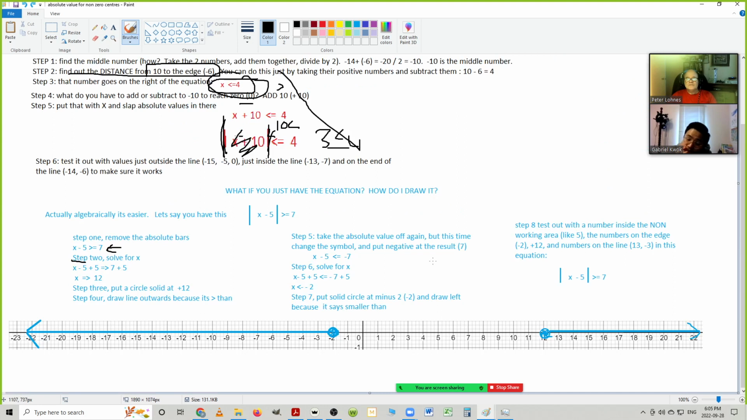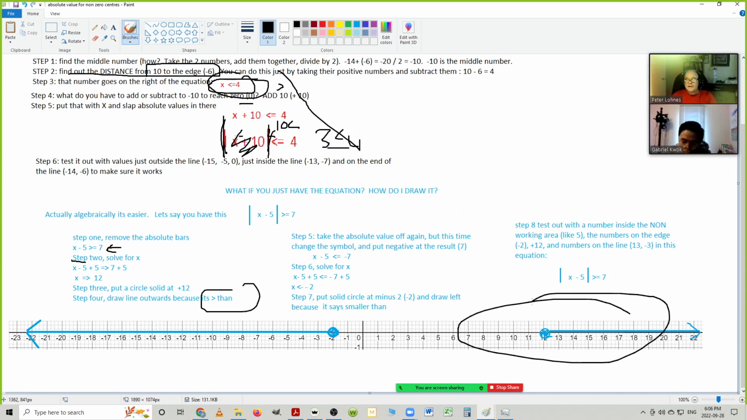Hang on, I don't think I drew that one. Step 4, draw the line outwards because it's bigger than. Oh, yeah, there it is over there. So I worked on the right side of it, right? How do I solve the left side?